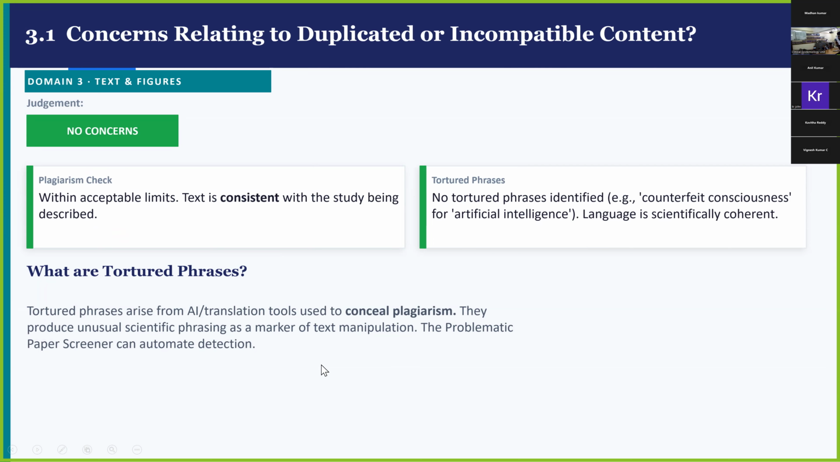So what are tortured phrases? Tortured phrases are what result when we use AI software or paraphrasing software to conceal plagiarism. The AI tool or the computer per se uses some unusual scientific phrases to change the wording of the study, and this will be a marker for text manipulation. And there are many tools available online to detect these tortured phrases.